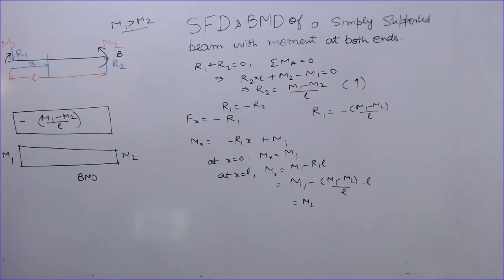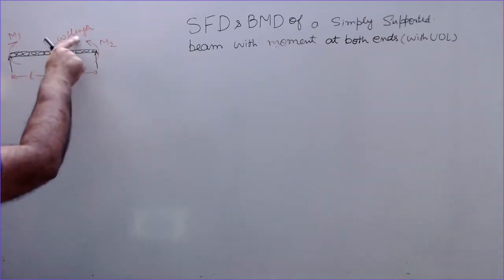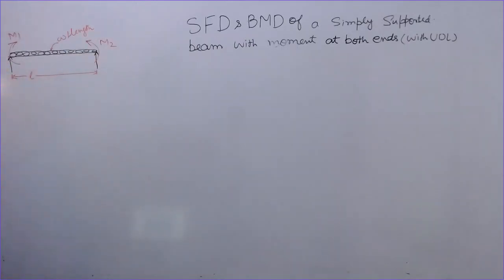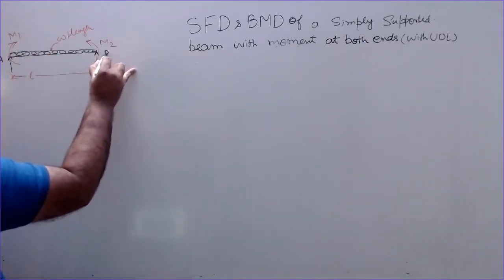So this is how you can easily draw the shear force and bending moment diagram. We can also draw the shear force and bending moment diagram of a beam in such case which is carrying a uniformly distributed load. So let us discuss this case also. So here you can see this is the next case. The beam carries UDL W per unit length, two moments at the two ends, simply supported at the two ends, and you have to find the reactions first. So this is end A, this is end B.